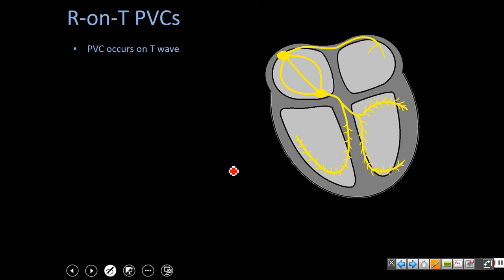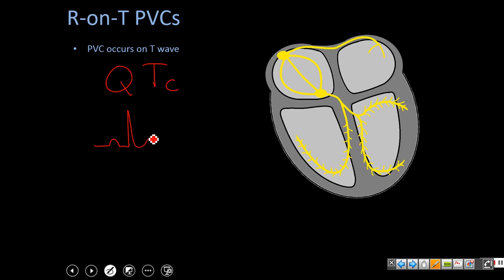R on T PVCs, like we said, we talked about them occurring in the middle or on top of the T wave of the beat occurring before it. Well, I'm going to flash back now just for a minute back to when we first started doing measurements of heart rhythms, and we talked about measuring the patient's QT and also doing a QTC, which is corrected QT for compensating for rate changes. So why do we measure the QT? Well, we measure the QT for this reason.